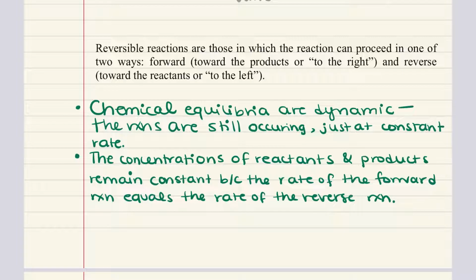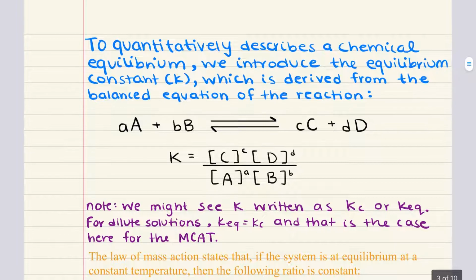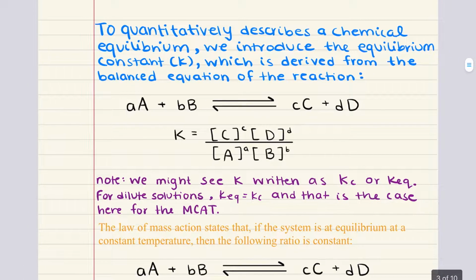Now, it's crucial to understand that at equilibrium, the reactions have not ceased. They haven't stopped. They continue to occur in both directions at equal rates. And this dynamic equilibrium is really a key concept in understanding how chemical reactions can be influenced and can be controlled. Now, to quantitatively analyze a chemical equilibrium, we're going to use a crucial tool called the equilibrium constant, denoted as capital K.